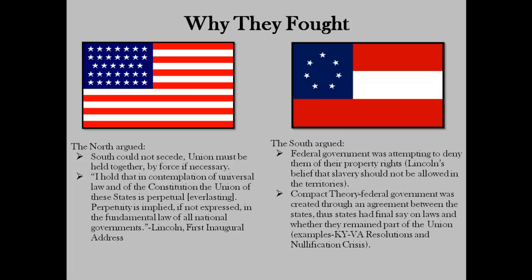The South argued that the North was attempting to deny their property rights. Of course, slavery is at the center of their argument, but also they believed that the federal government was an agreement between the states and that states could basically come and go as they please. They believed that the government had taken too much power, like in the debate over nullification. The flag you see there is the first national flag of the Confederacy.